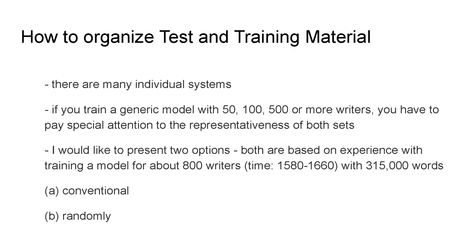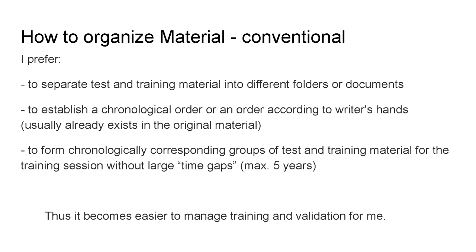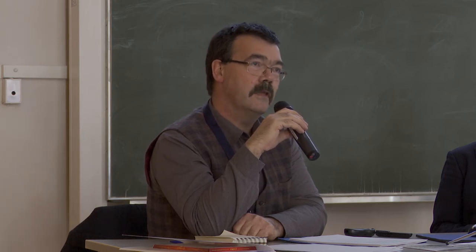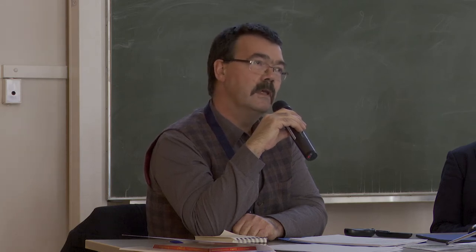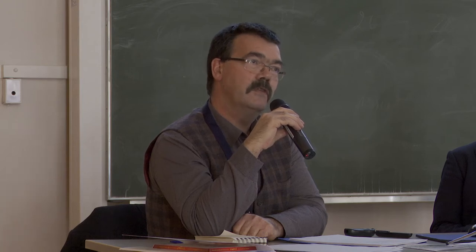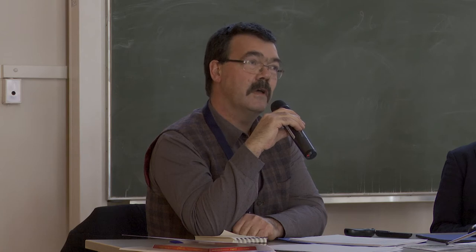I think there are two options that I want to present you, one conventional and a less conventional. I prefer to separate the material in different folders, so to separate training material and validation material before starting anything. Then I prefer to establish an order. This depends a little bit on the material. So I did chronological orders for models that should cover, for example, a century. And I did an individual order for writers for models that cover a long time period, but with not more than maybe 20, 30, 40 writers. It makes sense in this case to establish an order for writers.